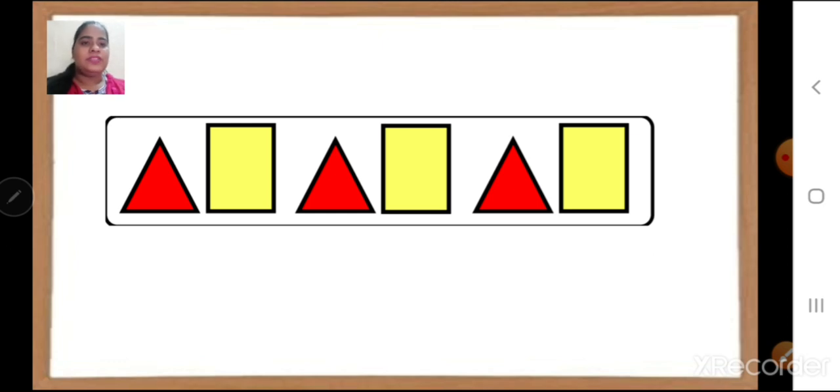Look at this pattern, children. Here this pattern is made out of shapes, correct? First we have a triangle, then a rectangle, then again a triangle and a rectangle, then again triangle and rectangle. So you have observed here, whenever we see a pattern, it may be a repeated pattern, correct? First triangle, then rectangle, then triangle, and then rectangle, and so on. The pattern will go on and on, right?